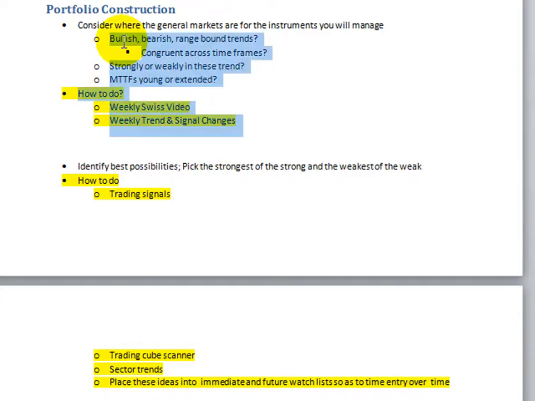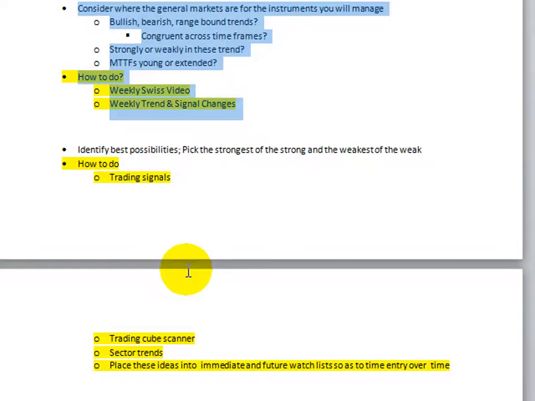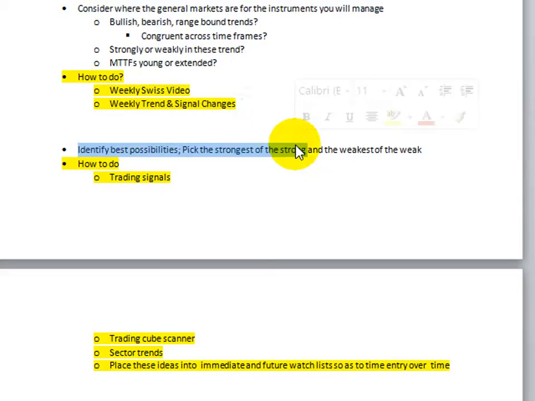And once you have that background, you have a general understanding of where the market is. The next thing to do is actually make those picks. And this is where it gets a little bit more difficult. This is where I can help you. I do a weekly pick list that is available or could be available to you if you choose to partake of that. And essentially what we're trying to do is identify the best possibilities, pick the strongest of the strong, the weakest of the weak, if we're going to run a long short portfolio.